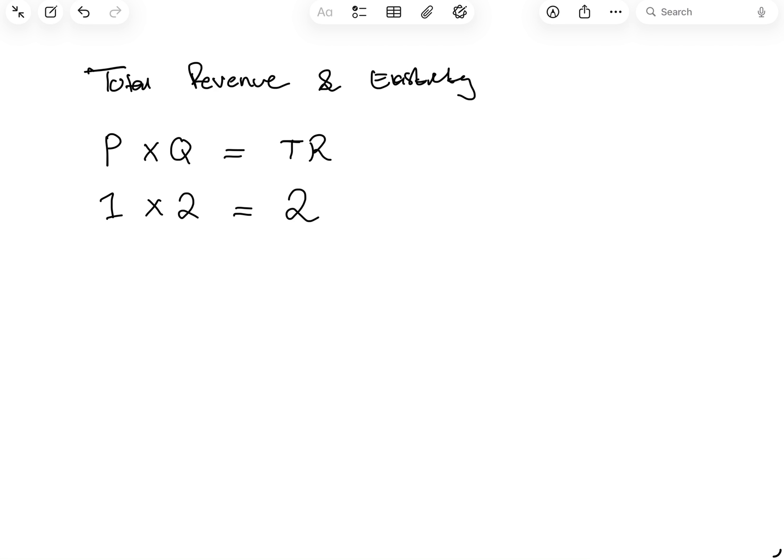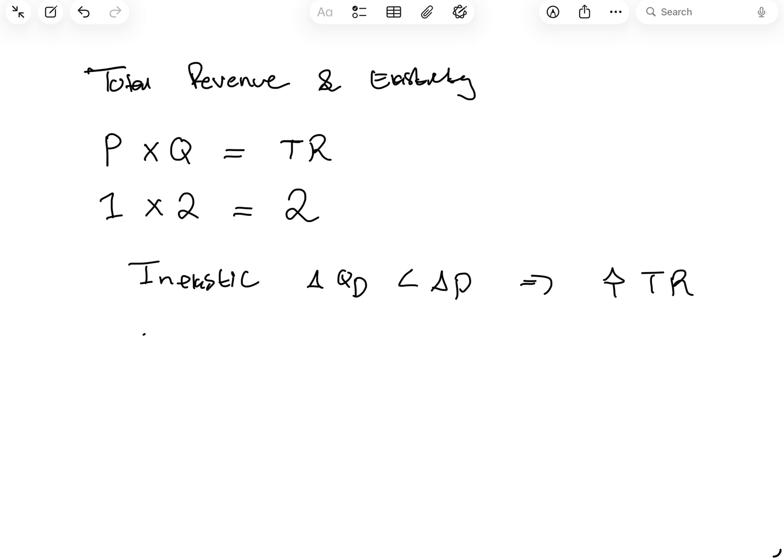So whether something's elastic or inelastic will have a different effect on how total revenue is actually calculated. And the way I think about this is in 3 categories. In the first one, if something is inelastic, what generally happens is your change in quantity demanded is less than your change in price. And what this leads to is revenue increasing overall.